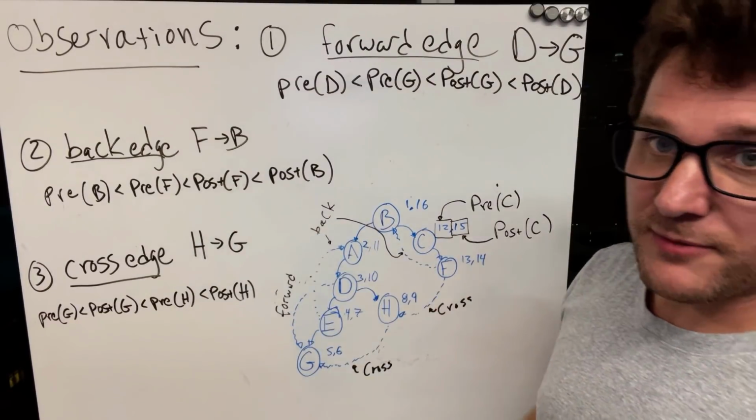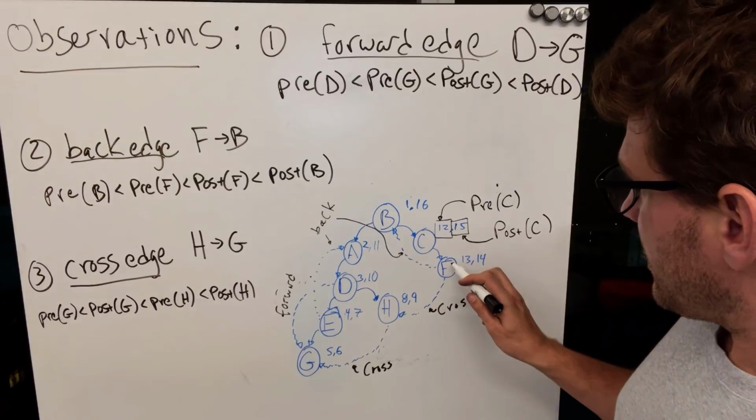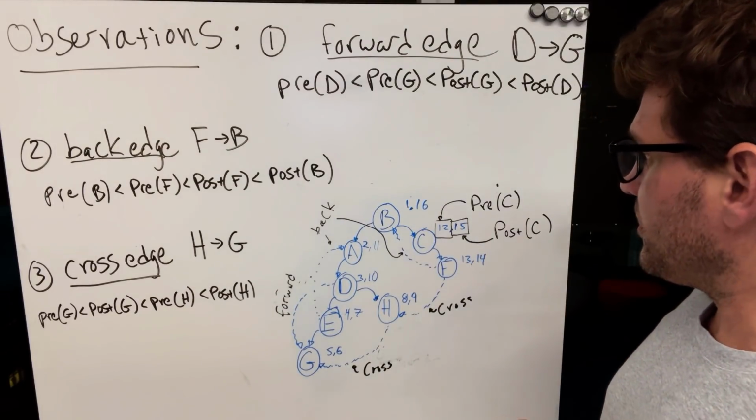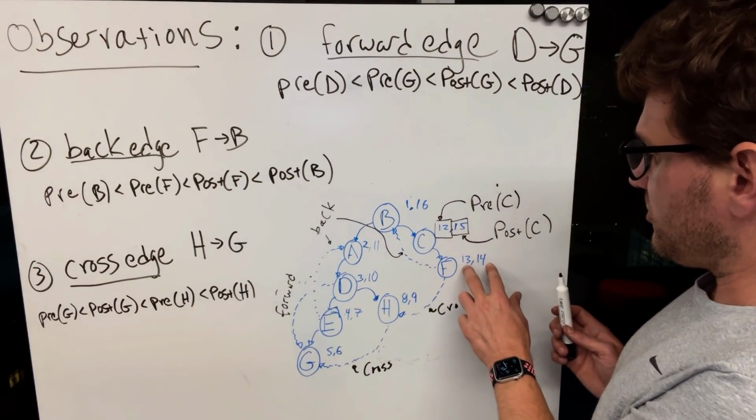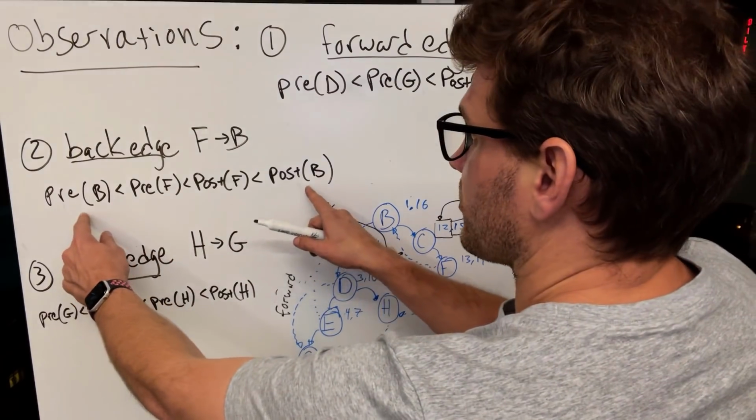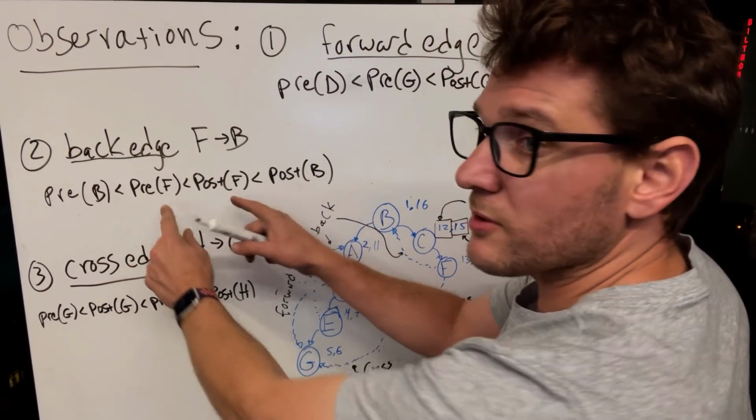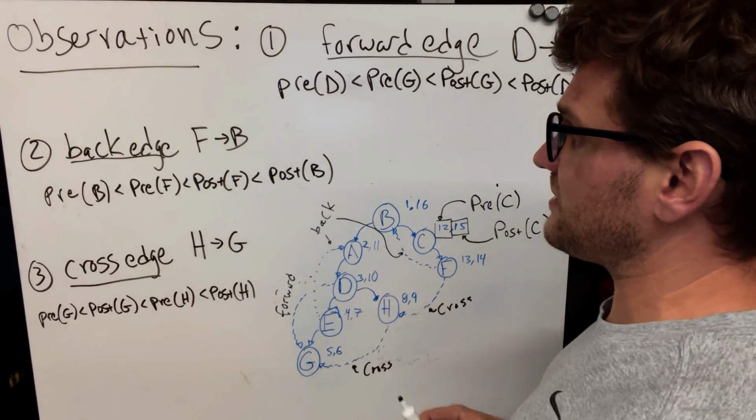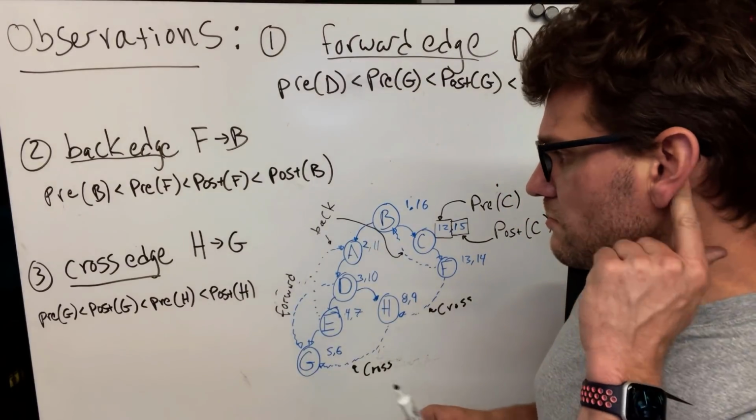And you get a similar effect for back edges. Let's look at the back edge from F to B. Notice that we have this back edge from F to B. You'll notice that the pre and post of B completely contain the pre and post of F. You have the pre and post of B upper and lower bounding the pre and post of F. Because in this case it's a back edge, so they swap places.